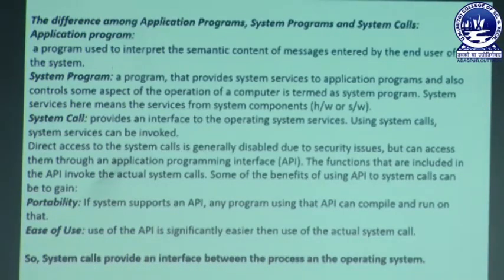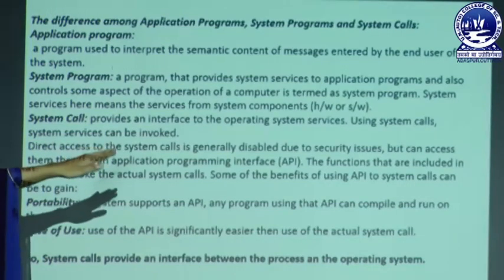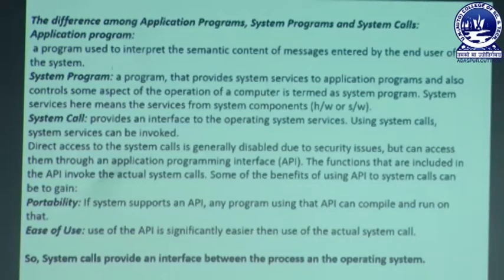System services, as I told you, here means the services from the system components like your hardware or software. System calls provide an interface to the operating system services, so system services can be invoked. The important aspect is that direct access to system calls is generally disabled due to security issues, but you can access them through an application programming interface, API. The functions included in the API invoke the actual system calls.